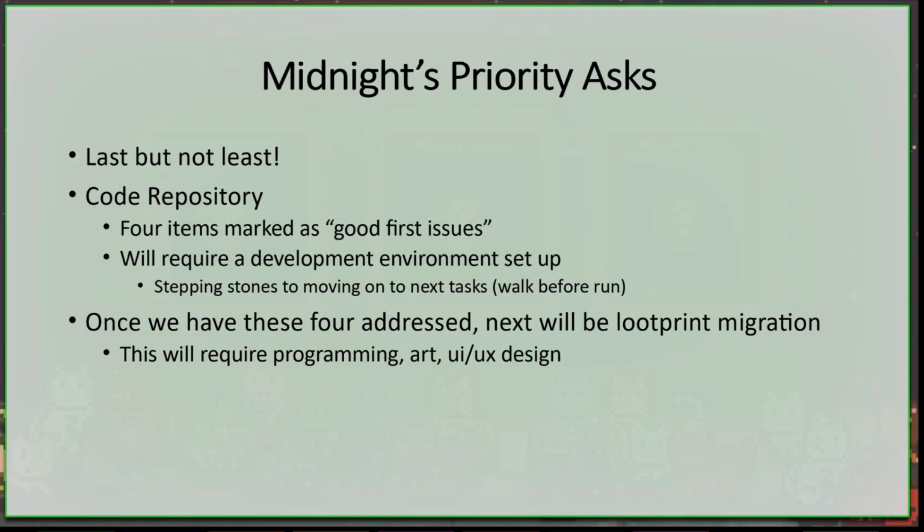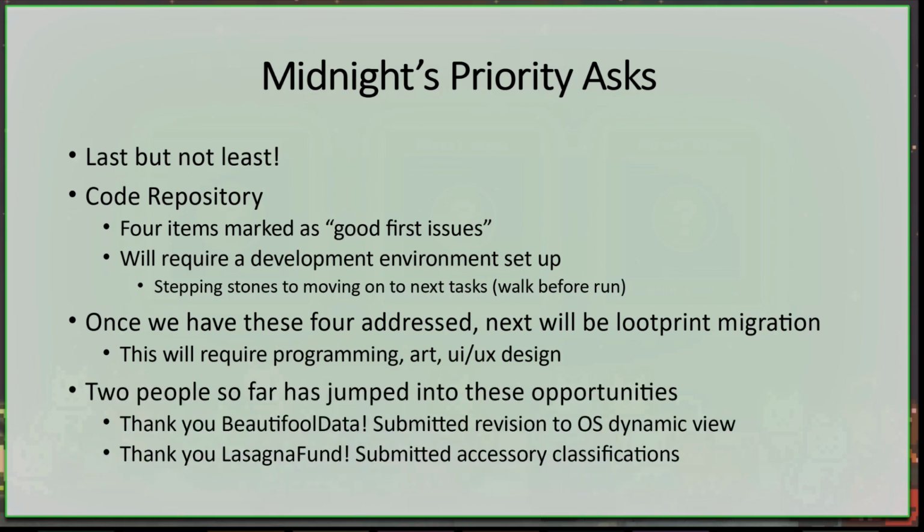We do definitely have an idea of what comes next, which is, once we have these 4 things addressed, loop print migration is next. The loop print migration is going to require a multitude of potential skills: programming, art, UI and UX design, writing. We know that there is some interest in people working on some of these things, so know that that is coming down the pipe.